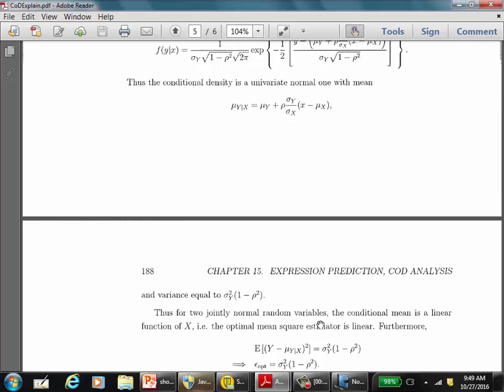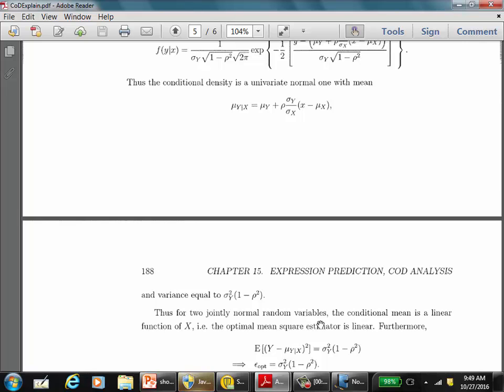Now, what is the error of the best estimator in the absence of any information? If you don't make any observations of x, what is the error of the best estimator? First of all, what is the best estimate of y without making any observations of x?